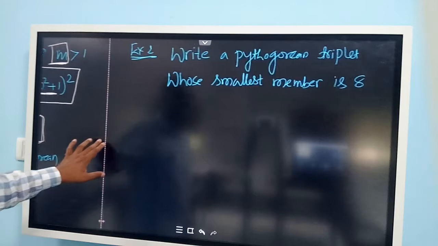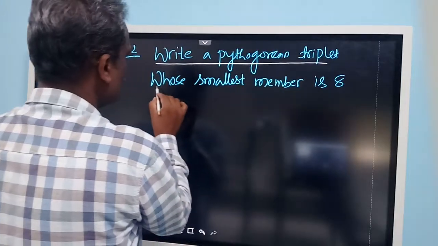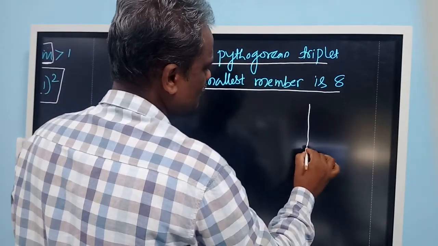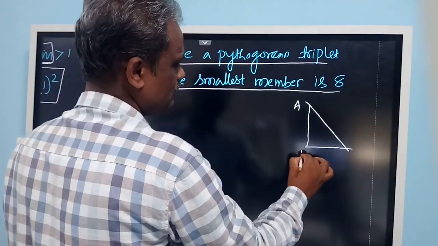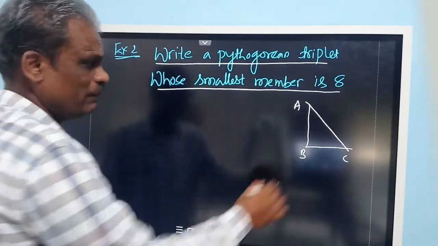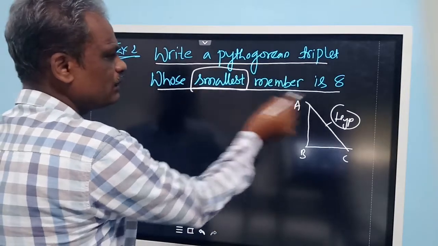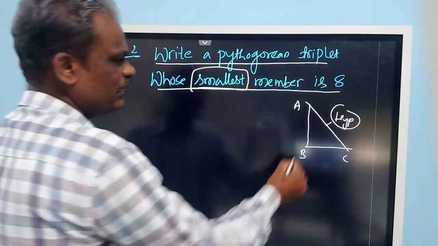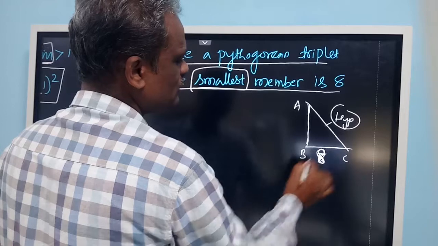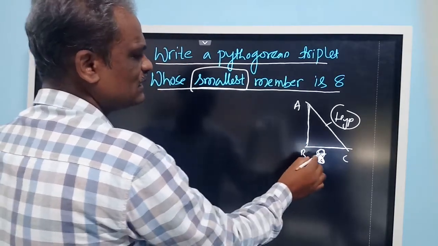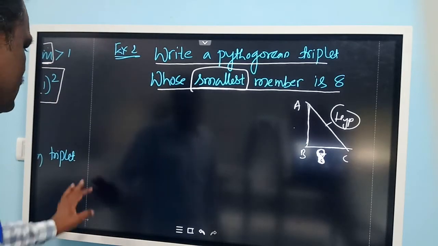So now, let us take one question related to this one. Write a Pythagorean triplet whose smallest number is 8. Suppose I take a right angle triangle, ABC is a right angle triangle. This is always the longest side, the hypotenuse. The hypotenuse cannot be the smallest number. Therefore, either this one or this one must be 8. Either of these two sides must be 8. If this is 8, you need to find out the other two sides, the hypotenuse and the other side. So look at this.